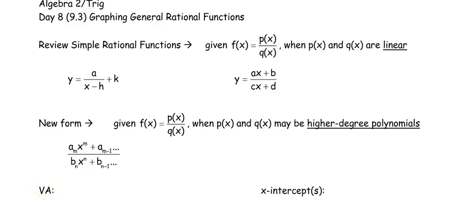Hello, today's video is going to be on graphing general rational functions. At the top you've got your first two equations, which are a review of ones that we've looked at already. What makes these simple is the fact that we are dealing with linear functions, which means it's going to be x to the first degree.